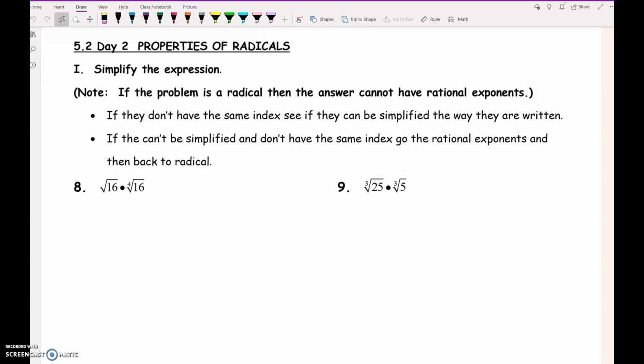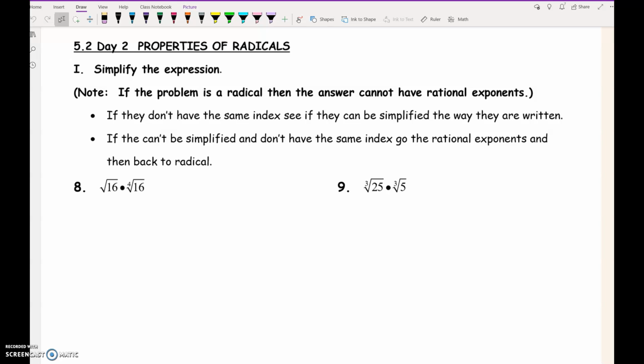One of the big things that you need to remember today is if the problem starts in radical form, your answer needs to be in radical form. If the problem starts in rational exponent form, your answer needs to be in rational exponent form. So whatever form you begin in, you need to end in that form as well.